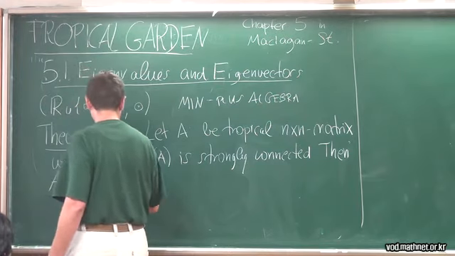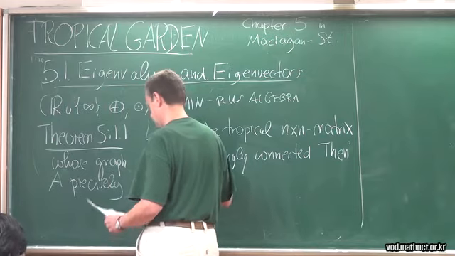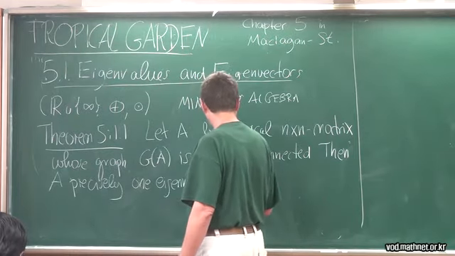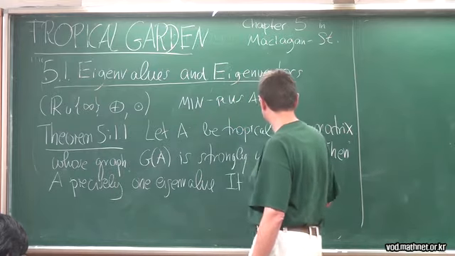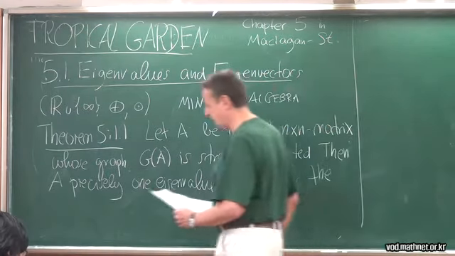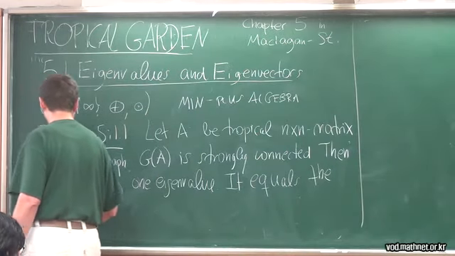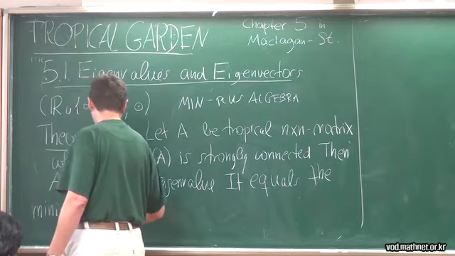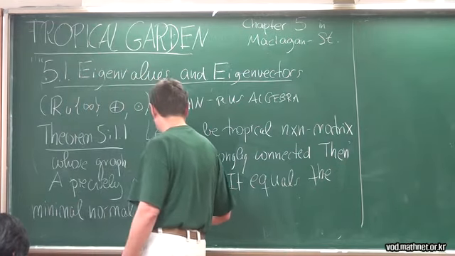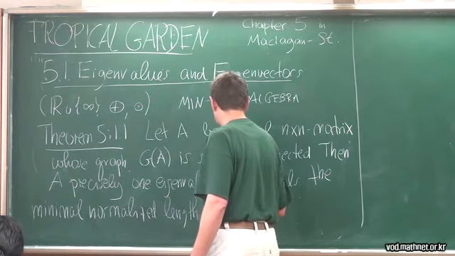Every such n by n matrix has precisely one eigenvalue, exactly one eigenvalue, and that eigenvalue equals, I'll tell you what it is, the minimal normalized length, classical length, of any directed cycle in the graph.